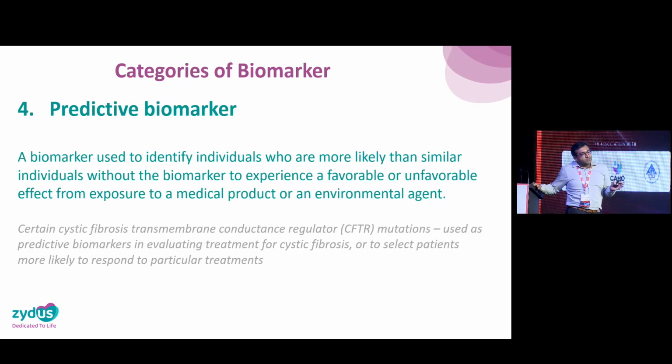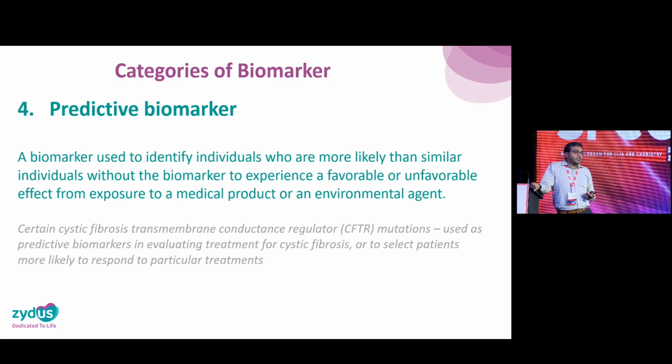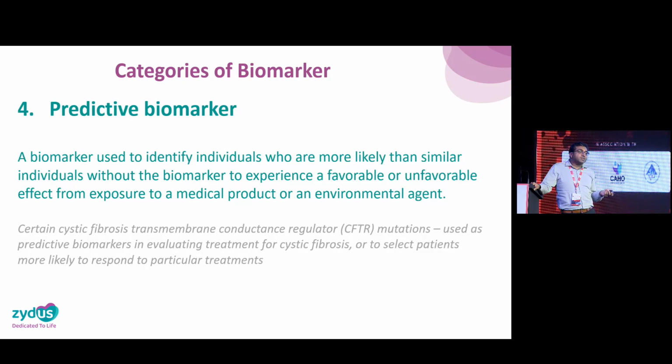The predictive biomarker is used to identify individuals who are more likely than similar individuals without the biomarker to experience a favorable or unfavorable effect from exposure to a medical product or environmental agent. So CFTR mutations, that is the example of a predictive biomarker in evaluation of the treatment of cystic fibrosis, where some of the treatment is given to selective patients.